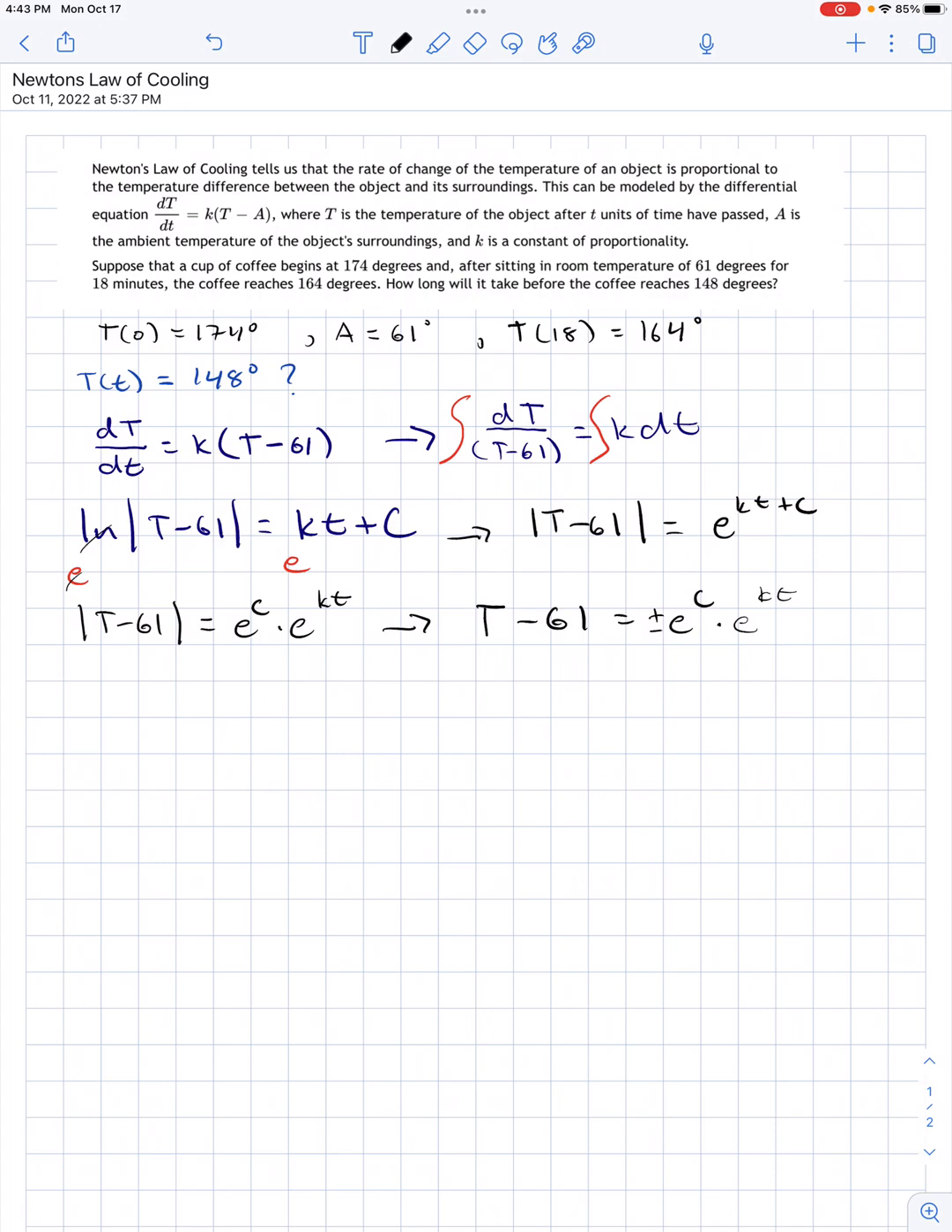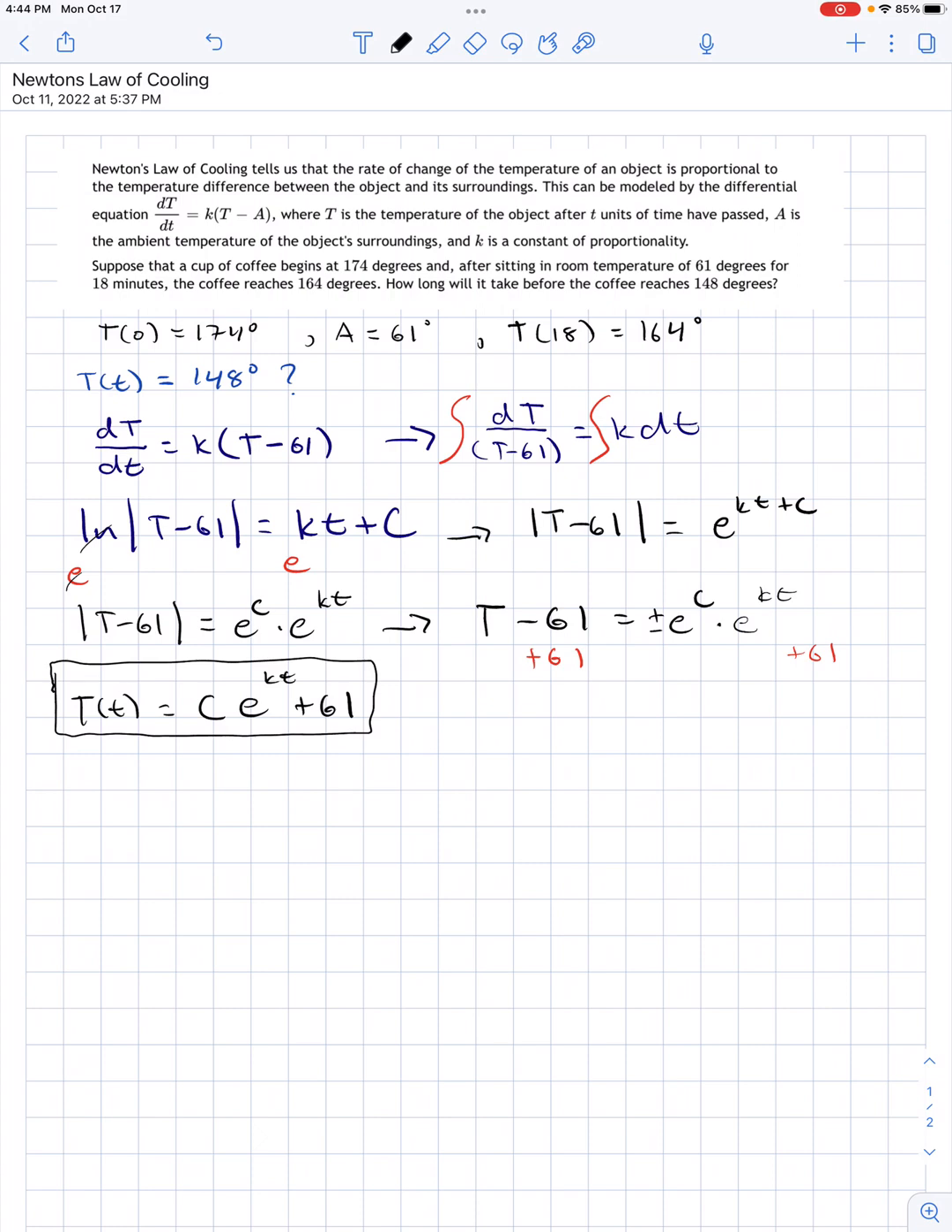And I'm also going to add, just to skip a step maybe, plus 61 to both sides, because we do want T on both sides. So I'm going to write this as T, and I'm going to write a little t, because it's the temperature at time t, or t minutes, I think it's minutes after it's been sitting around. So T of little t being equal to some constant times e to the kt plus 61. All right, I'm going to box that just so I know that's essentially my general solution of the differential equation.